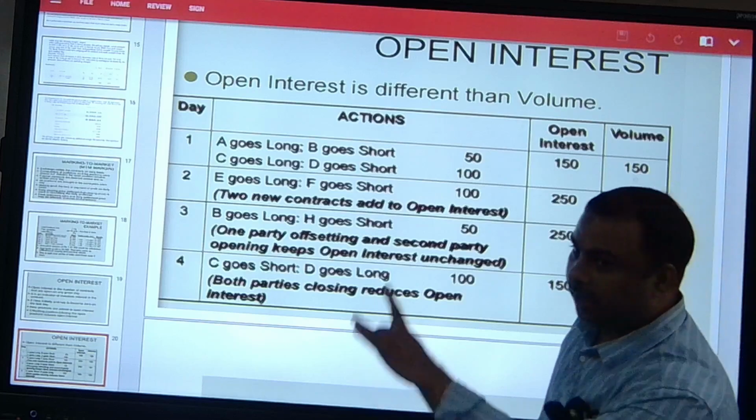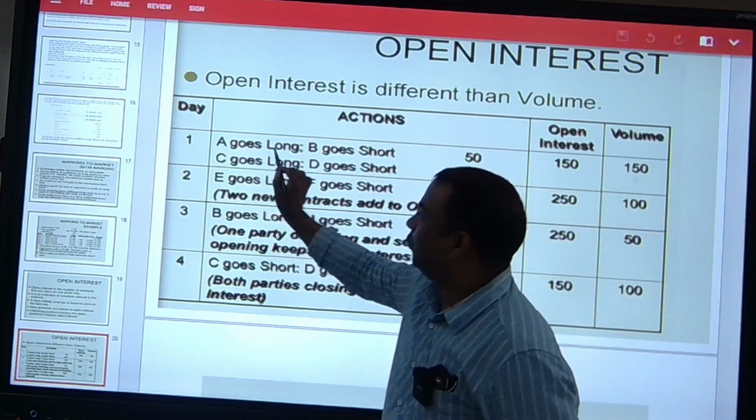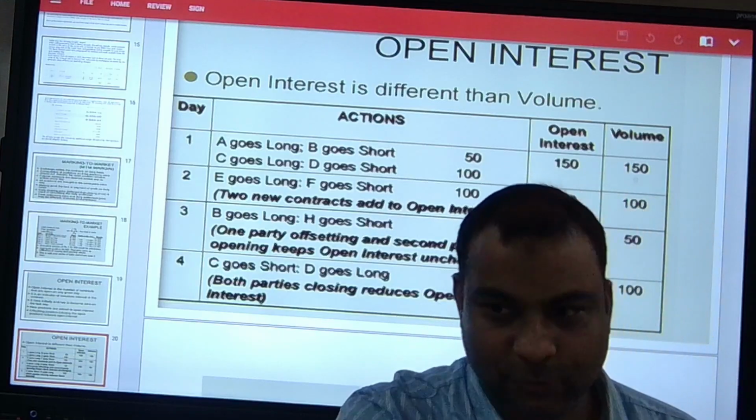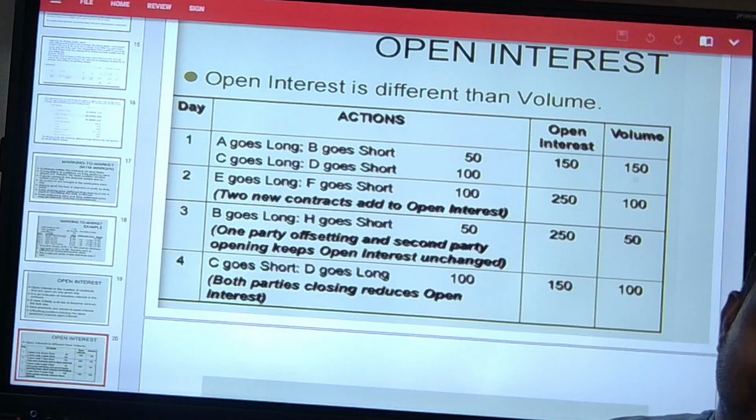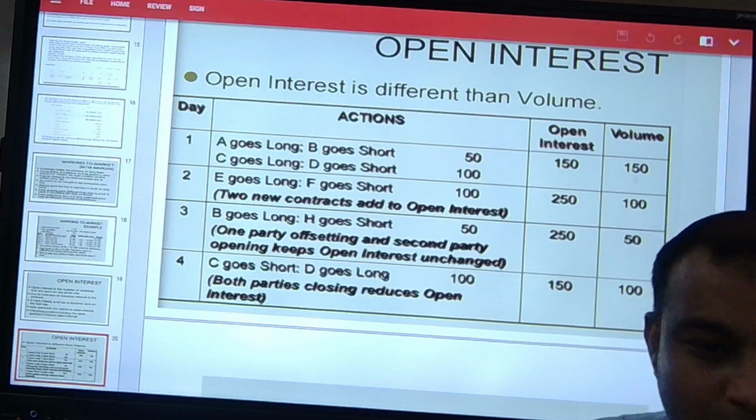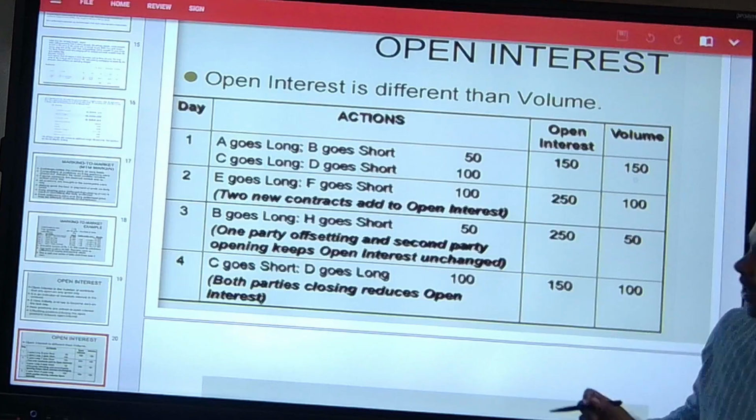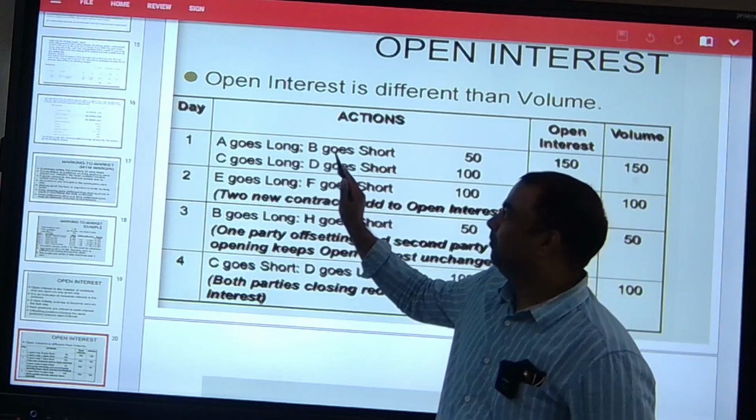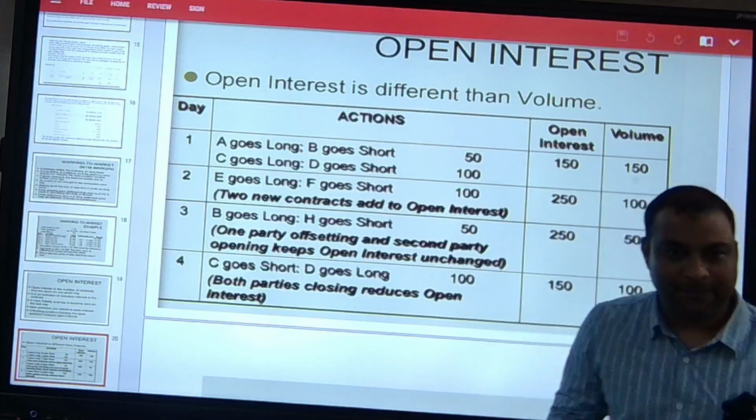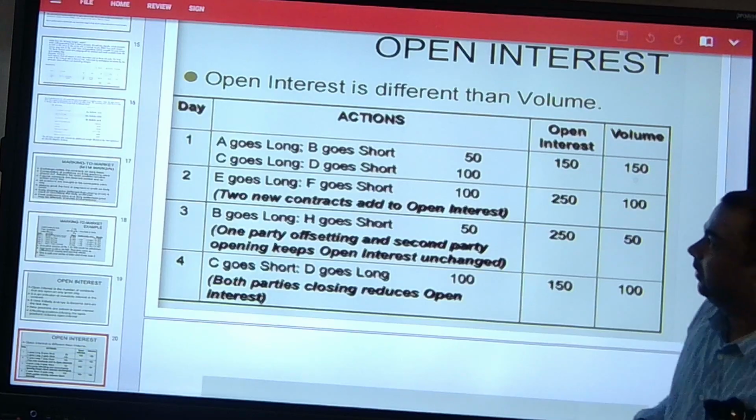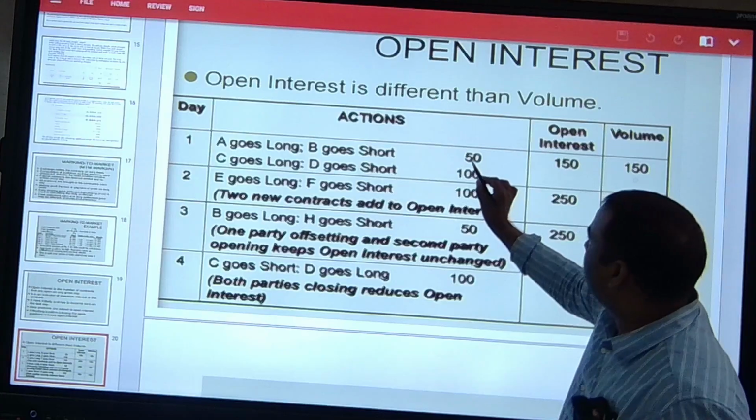Look here, on day 1, A goes long. What is the meaning of long? I am asking like this. You are available in all the classes, right? We may discuss it so many times. Long or buy. Long is buy. Okay? A goes long, B goes short. Simple. So for any contract two people are needed, A and B, one sold and one bought. Okay? So how many are available? 50.